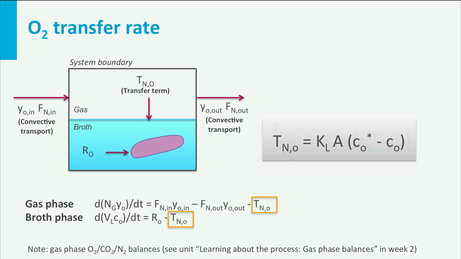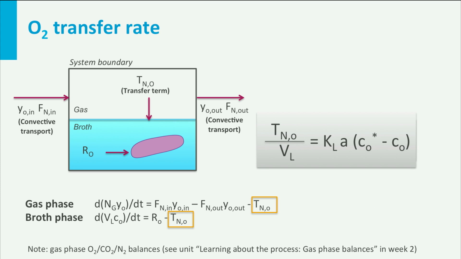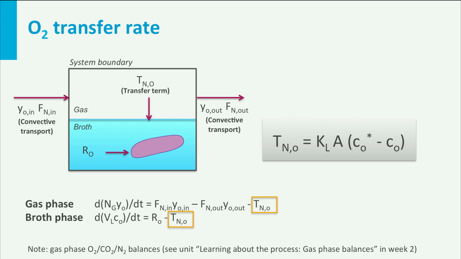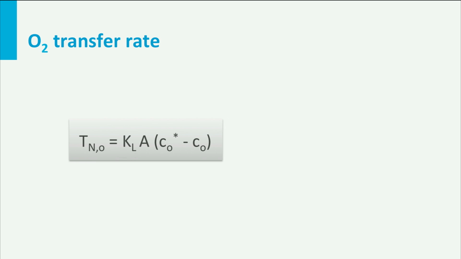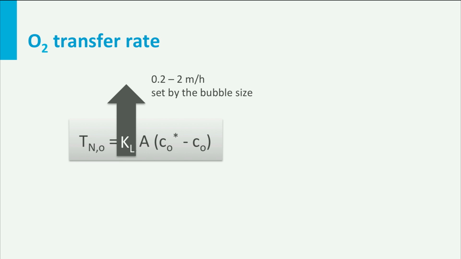Further, usually we deal with the specific bubble area, small a, which is capital A, divided by the total liquid volume. The product of KL and small a determines the well-known volumetric mass transfer coefficient, KLA. When increasing the oxygen transfer, you cannot influence KL all too much, because it is only weakly dependent on the bubble size and medium composition.